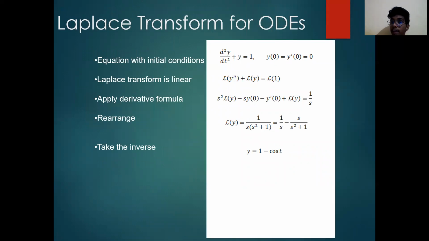Laplace transform of ODEs, differential equations. The equation with initial conditions is d square y by dt square plus y equal to 1, where y of 0 equals 0 and y dash of 0 equals 0. We can say the Laplace transform is linear: apply the derivative formula, rearrange, and take the inverse. So we get s square L of y minus s y of 0 minus y dash of 0 plus L of y equal to 1 by s, where 1 by s into s square plus 1 is taken as 1 by s minus s by s square plus 1, so y equal to 1 minus cos t, since s by s square plus 1 is cos t.